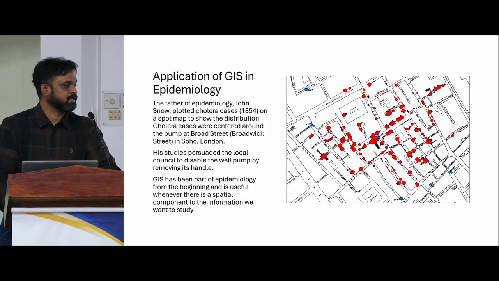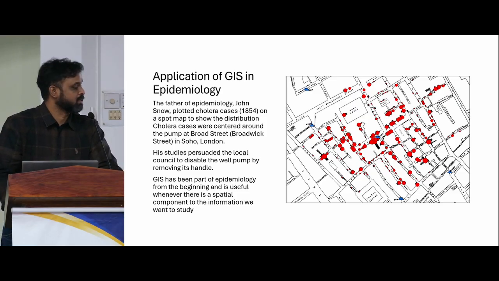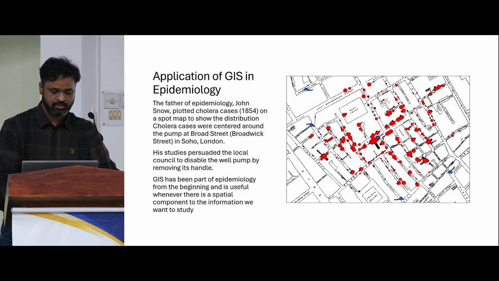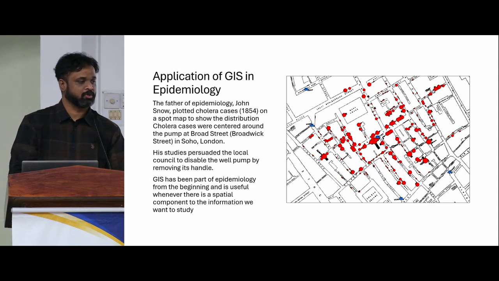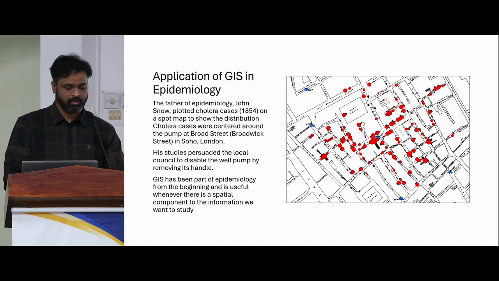So basically, from the inception of epidemiology, we've been using GIS in some capacity to try and figure out what the associations are between various exposures, which is in this case exposure to contaminated water, and outcomes, which is cholera.